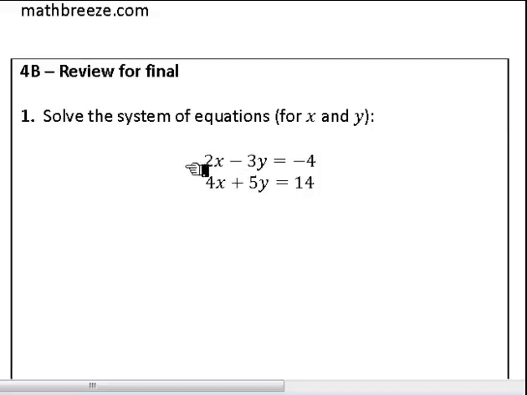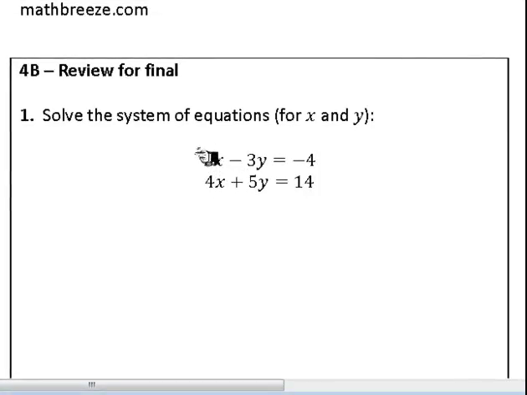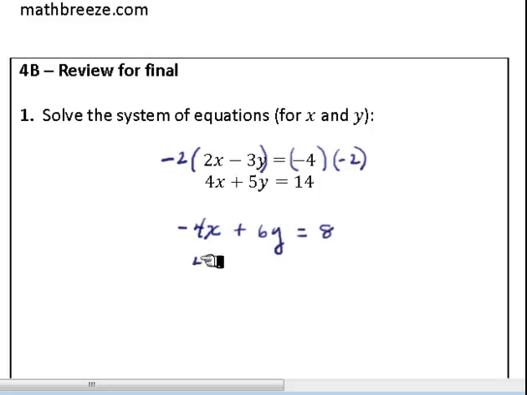Let's multiply the first equation by -2, and we do that left and right. And now rewrite the entire system. So here, this first equation is -4x plus 6y is equal to 8. And the second equation is 4x plus 5y is equal to 14.